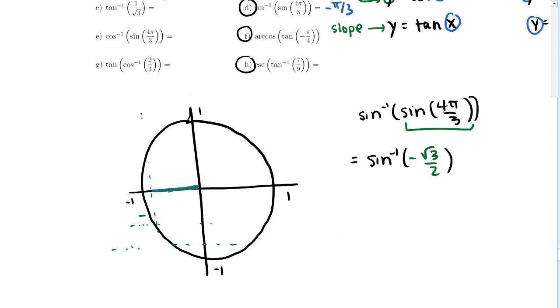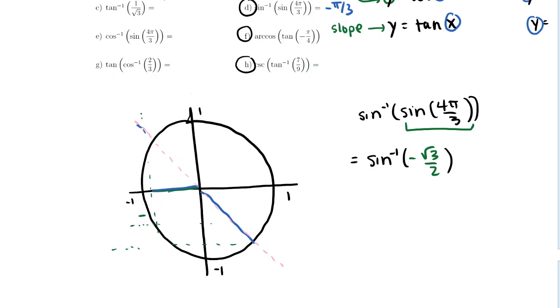Okay, so here we want to evaluate arc cosine of tangent of negative pi over 4. Well, negative pi over 4 is this angle here. And if we really sketch out this line, tangent of negative pi over 4 is going to give us negative 1. This is a line with slope of negative 1.